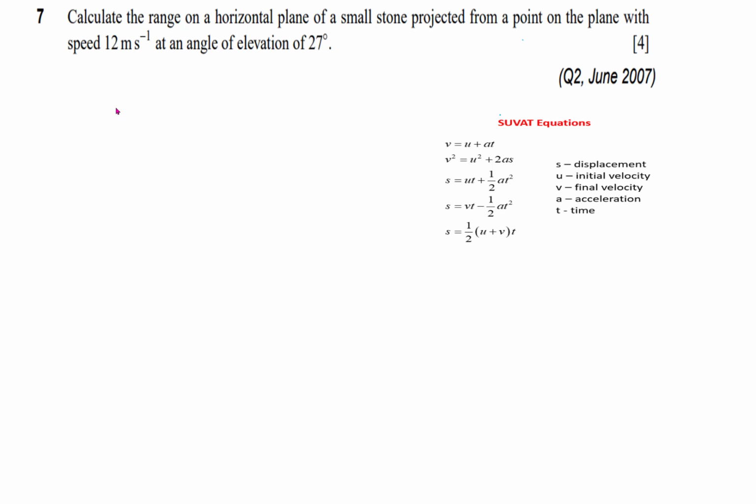Now, let's look at this question. We should be very good at drawing the picture for this now. We have a speed of 12 and an angle of elevation of 27, and it's on the horizontal plane. So here we go. That's our nice 12. We've got our 27.